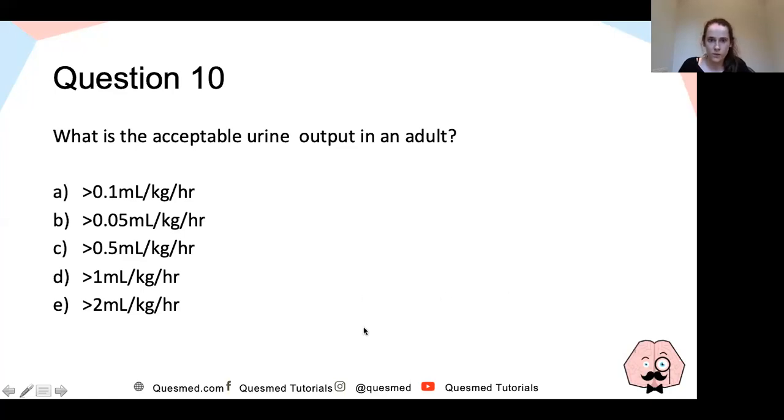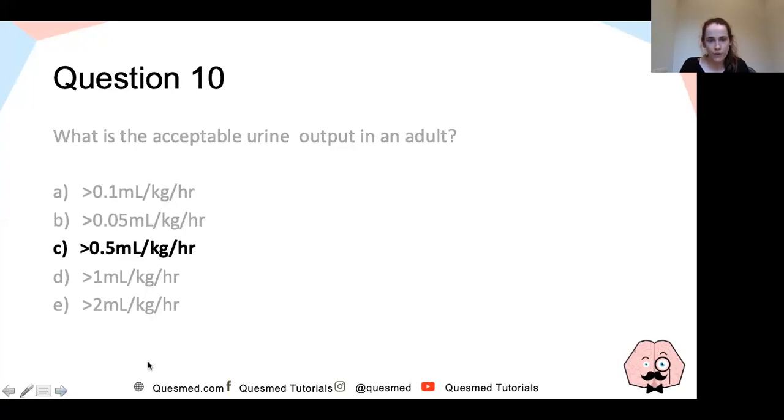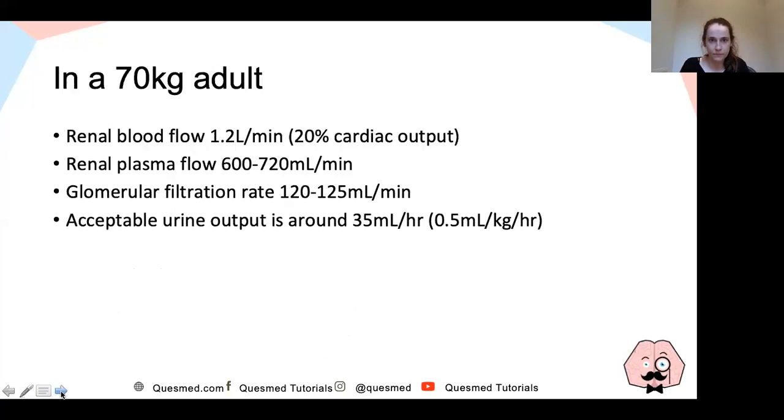Okay, so the majority of us are saying C, and that is the correct answer, so 0.5 mils per kilogram per hour. Okay, so in a 70 kilogram adult, we're just going back to these numbers again, just to try and understand the magnitude of what the kidneys do. So our renal blood flow is about 1.2 litres per minute, and that's 20% of our cardiac output. And of that, the plasma flow is about 600 to 720 mils per minute. Our glomerular filtration rate is 120 to 125 mils per minute.